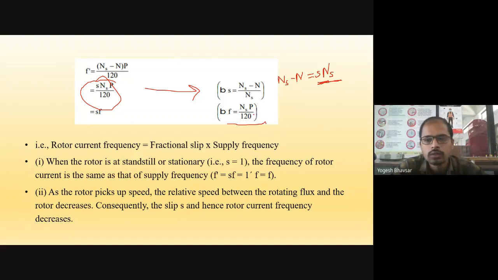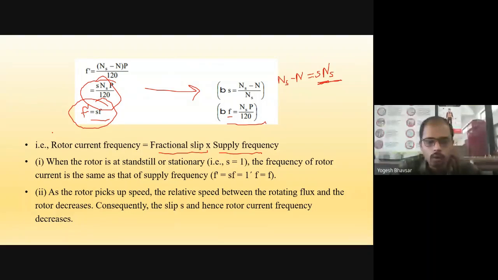Again we have the frequency f is equal to ns P by 120, right? So we can substitute f, and the result will be s into f. So f dash is equal to simply slip times the stator supply frequency. This is the rotor current frequency, which is equal to the fractional slip multiplied by the supply frequency. So we can simply calculate the rotor current frequency.